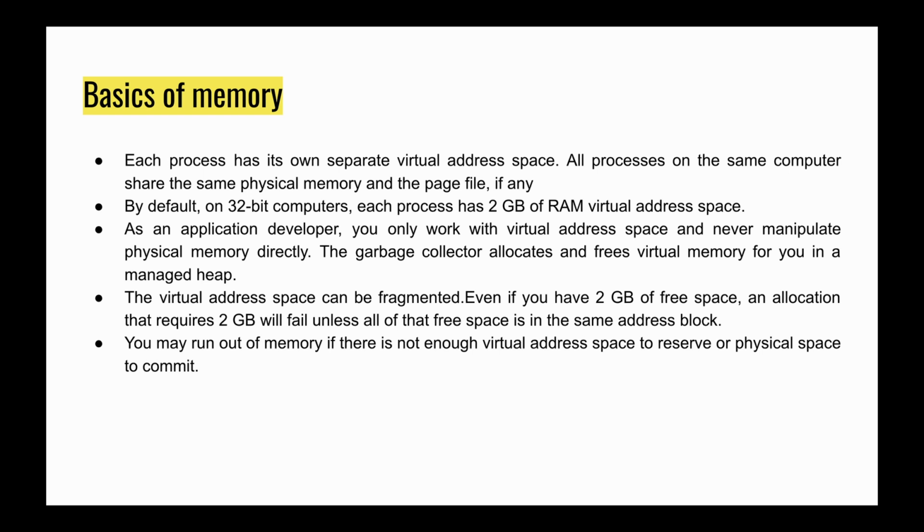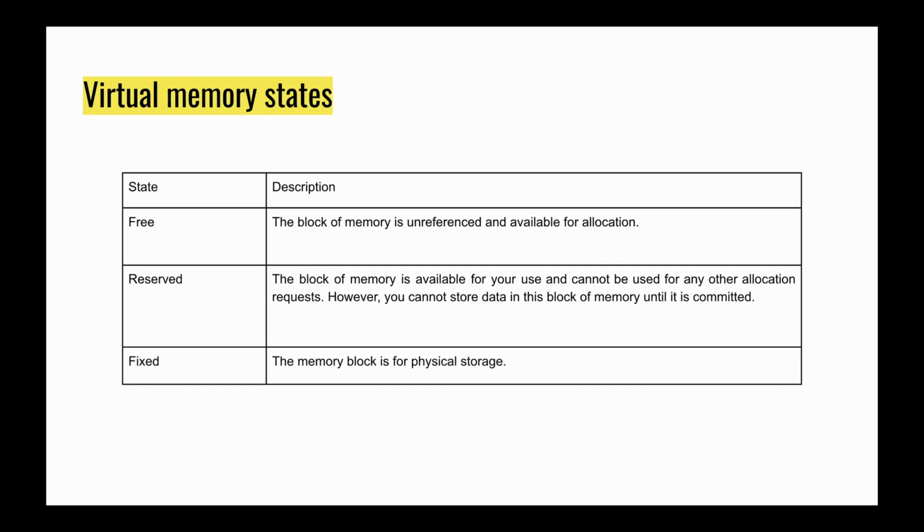You may run out of memory if there is not enough virtual address space to reserve or physical space to commit. Virtual memory can be in 3 states. Free: the block of memory is unreferenced and available for allocation. Reserved: the block of memory is available for your use and cannot be used for any other allocation requests. However, you cannot store data in this block of memory until it is committed. Committed: the memory block is assigned to physical storage.